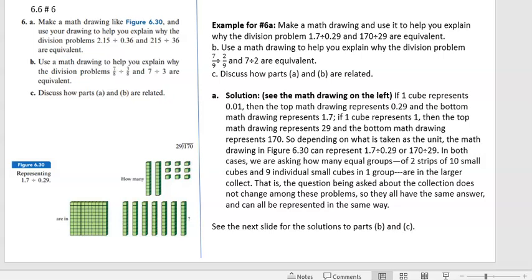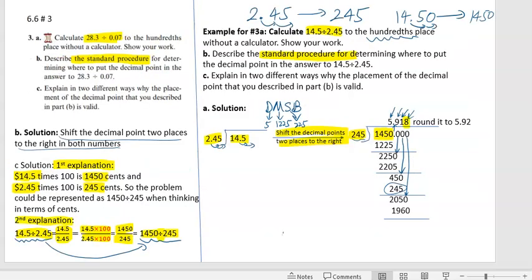Section 6.6, homework problem number 6. So in both A and B, we need to make a math drawing, so make sure you do that. And use your drawing to help explain why the division problems of 2.14 divided by 0.36 and 215 divided by 36 are equivalent. We sort of explained it in number 3 using pennies, converting dollars to pennies, or using this fractional form, but this time we are asked to use the drawing to explain.